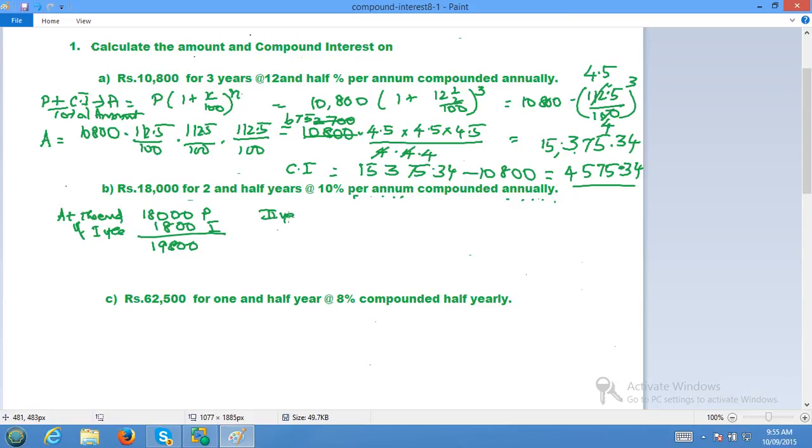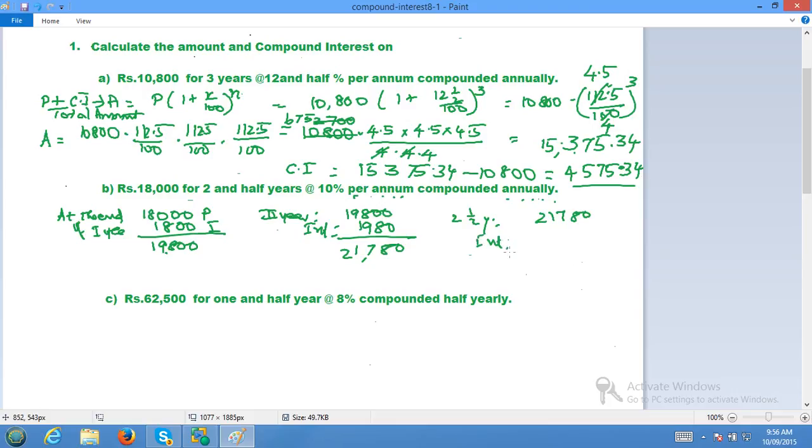Next year, what will happen? Second year, we take this amount, 19,800, and the interest is 10% of this, which is 1,980. So the amount comes to 21,780. So at the end of 2 years, the principal is 21,780.